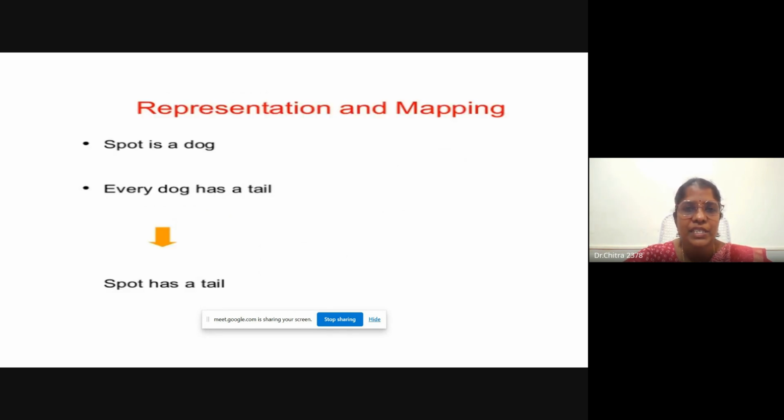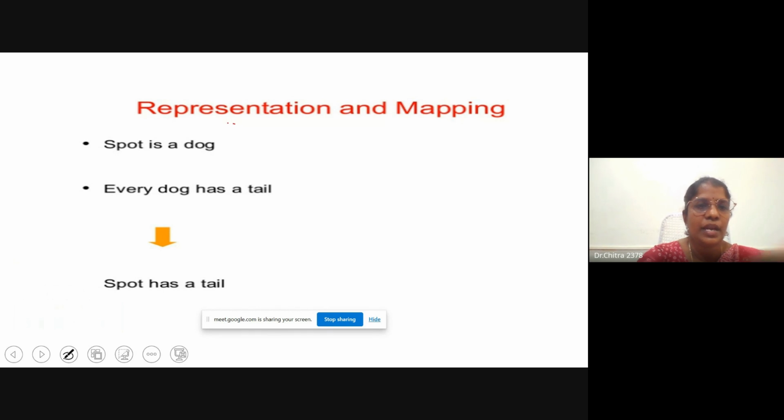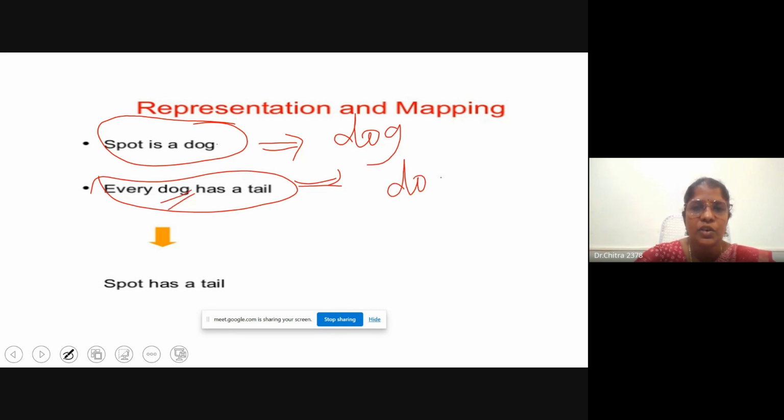First, the mapping is required in between the representations. If you want to map these two sentences, I gave an example. Spot is a dog. Every dog has a tail. These are the two sentences. From that, extract the word. The commonly available word is dog. Here also the commonly available word is dog. Take that one, dog. Here Spot is a dog. So what is the dog? Spot is the dog. That is the first point.